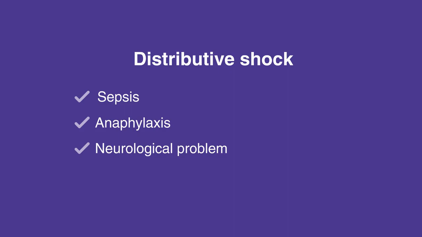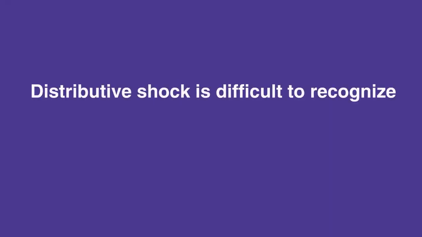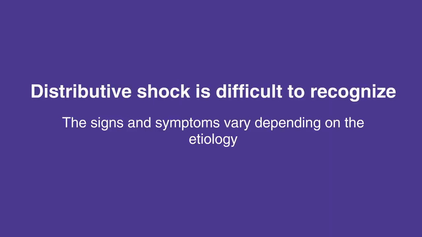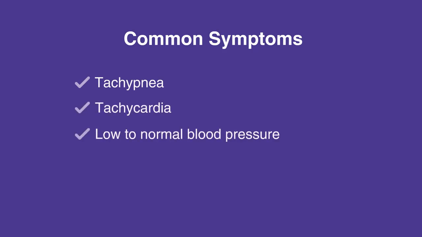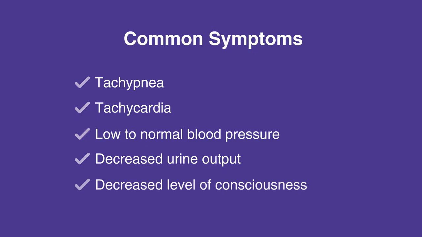In distributive shock, the preload, contractility, and the afterload vary depending on the etiology. Distributive shock is difficult to recognize because the signs and symptoms vary greatly depending on the etiology. Common symptoms include tachypnea, tachycardia, low to normal blood pressure, decreased urine output, and decreased level of consciousness.